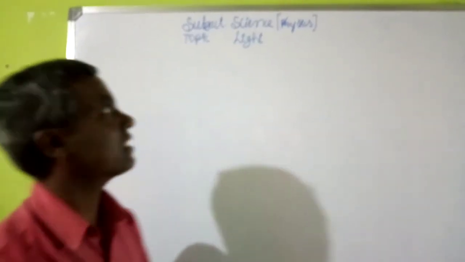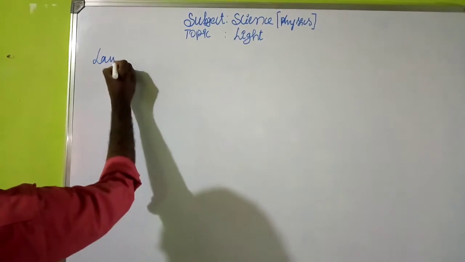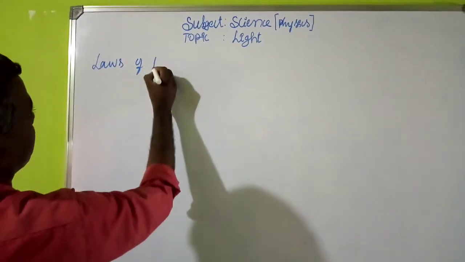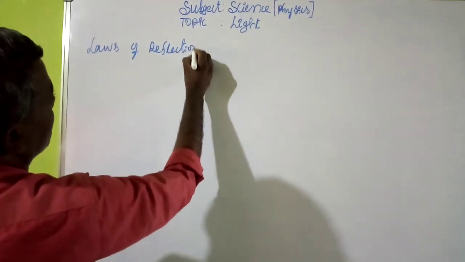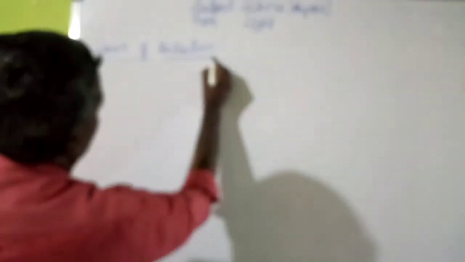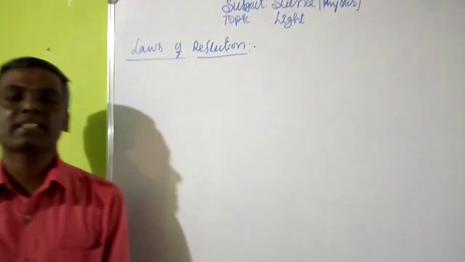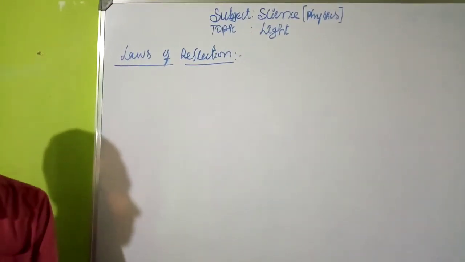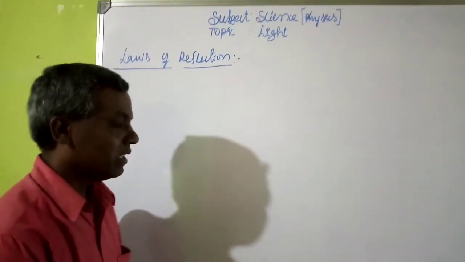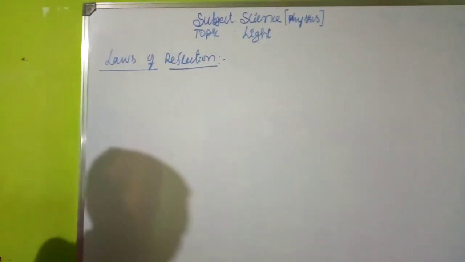Now, the continuation of this lesson on light: in this class we are going to study the laws of reflection. Okay students, for this, some important concepts are required. So let us study those concepts one by one first, and after that we will study the laws of reflection.